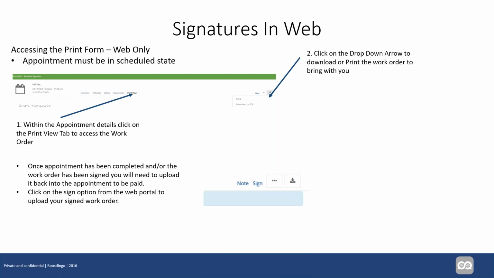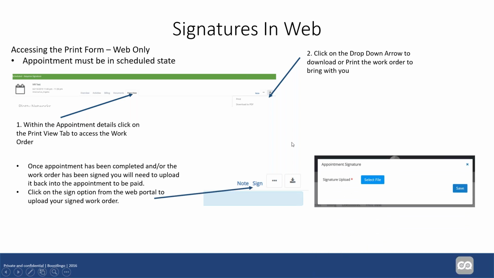Click on the sign option. So in a completed appointment, I'll show you this. In a completed appointment, there's a little sign option. Whether the appointment is in progress or in a completed stage, you will see a little sign button right here on the right-hand side. There'll be an additional sign button next to the notes section. You'll want to click on that, and then it'll give you the option to upload a signed form.